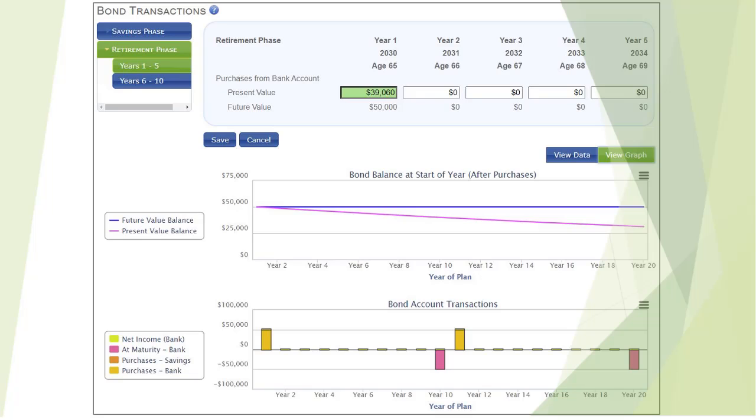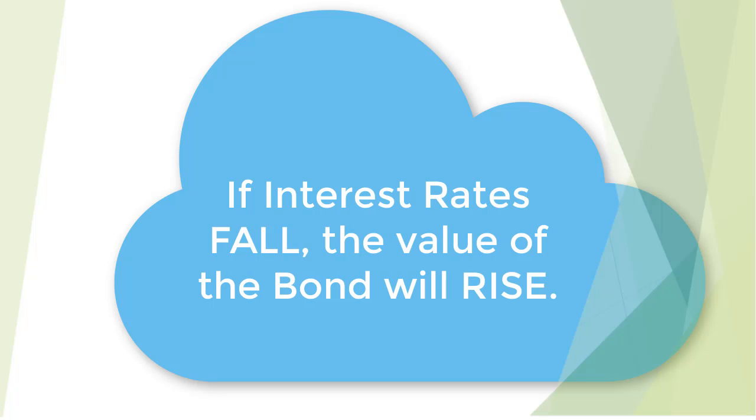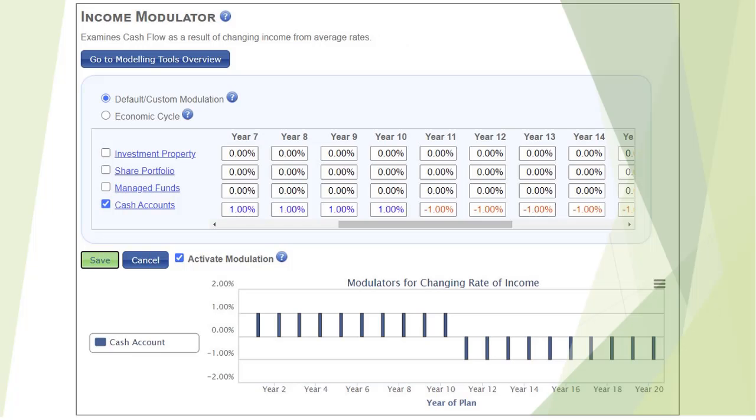The program does not allow the early redemption of either term deposits or bonds. However, it is very important for you to understand the implications of the change in bond value if bonds are redeemed early. If interest rates rise, the value of the bond will fall. If interest rates fall, the value of the bond will rise. To accommodate this demonstration, the income modulator is activated using both a higher and lower interest rate. Unlike the term deposit account, interest rates on bonds do not change when the income modulator is activated.